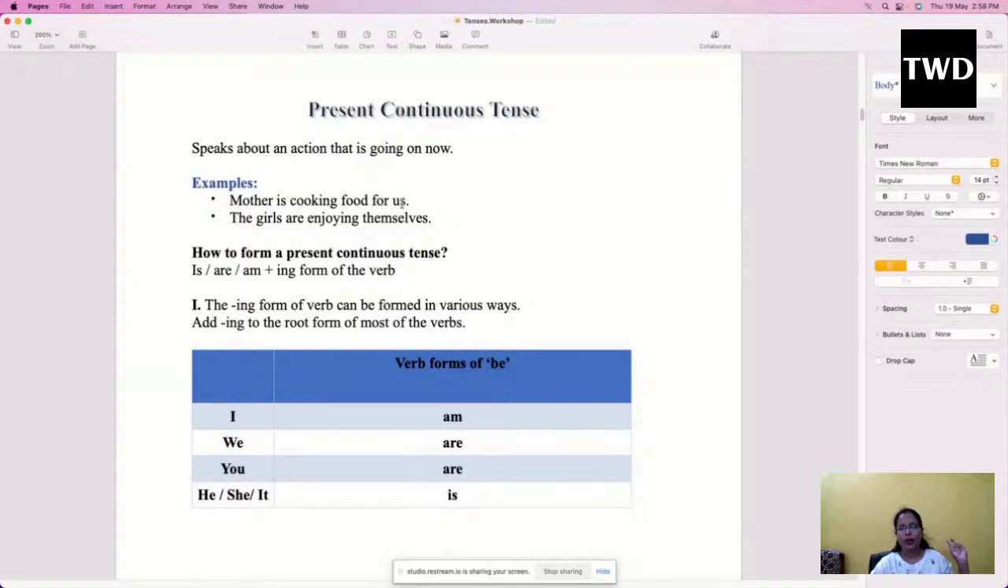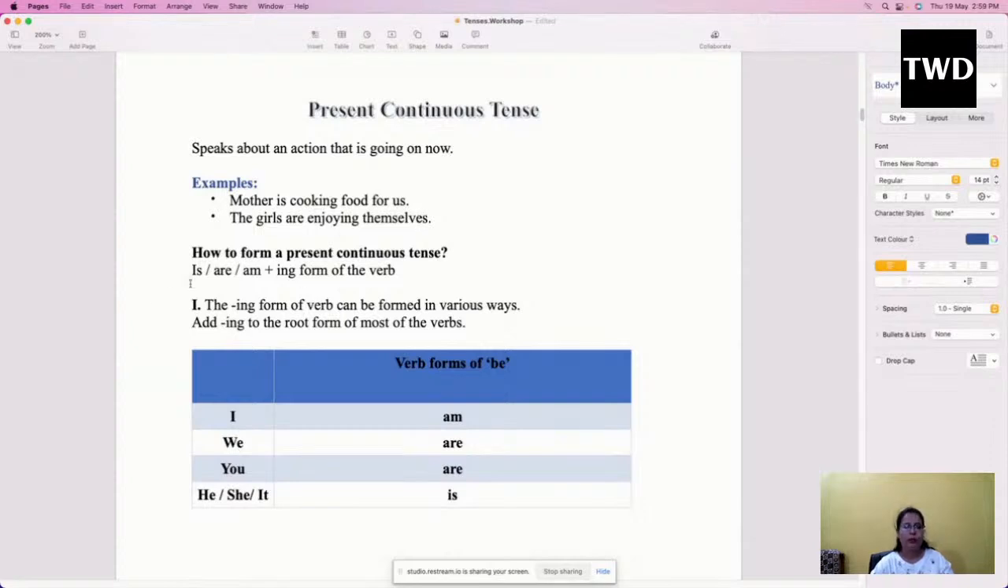Here, two things are there. We will be using helping verbs under present tense, the helping verbs which help us to show that the action is going on right now. Those kind of helping verbs we will be using, and they are is, am, are. And the main verb will be coming with ing. So can you see here, mother is cooking food for us, so now she is cooking food. The girls are enjoying themselves. And what are you people doing now? You all are attending the class right now. We are attending the class right now.